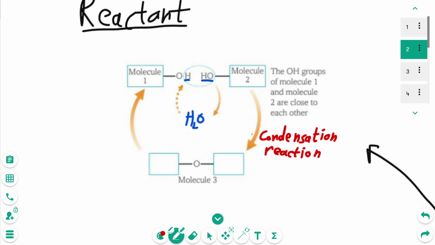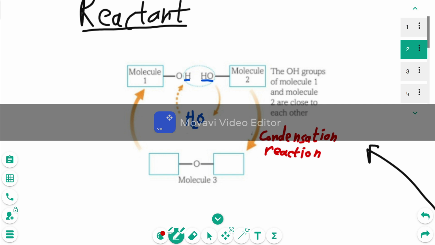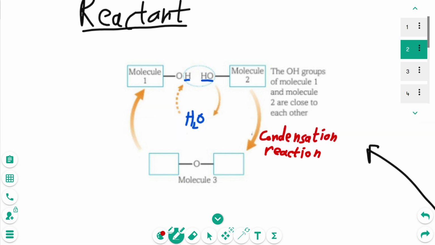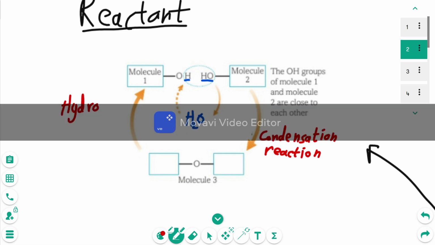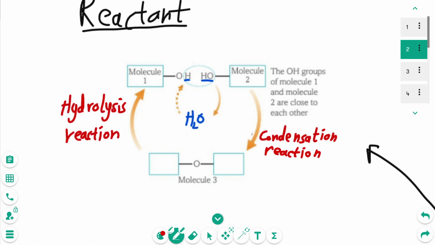Now if we want to split up molecule 3 into its respective molecule 1 and molecule 2, we need to add water in. So we add water in to break this bond here, to form the two OH groups that were in molecule 1 and molecule 2. So this is called a hydrolysis reaction. Hydro means water, lysis means splitting, so it literally means water splitting. Okay, so that's why water is a very good reactant.